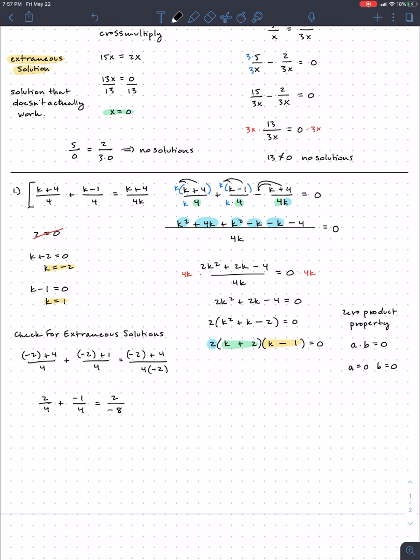Okay, so now I'm going to keep simplifying. 2 minus 1 is 1/4. And 2 divided by negative 8 is negative 1/4.